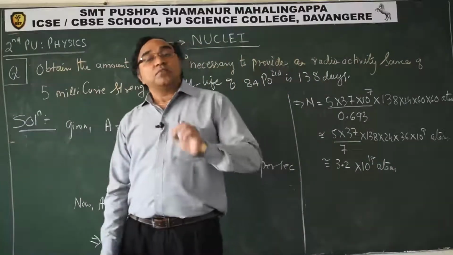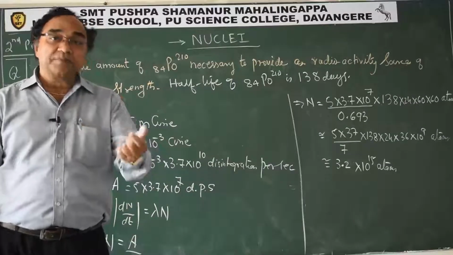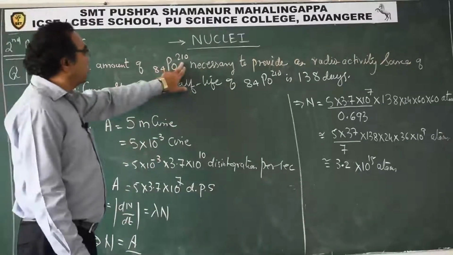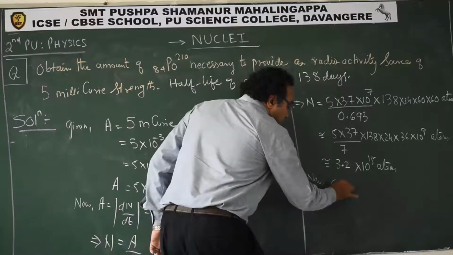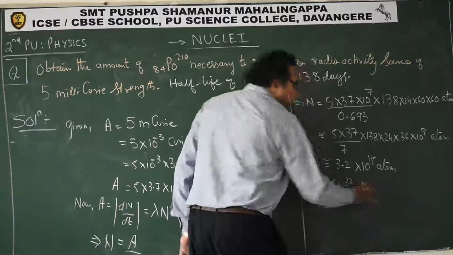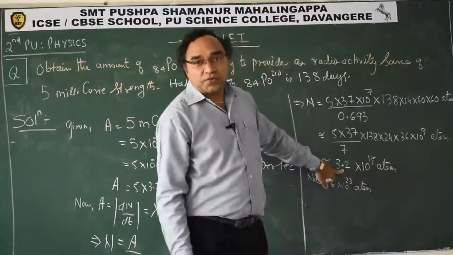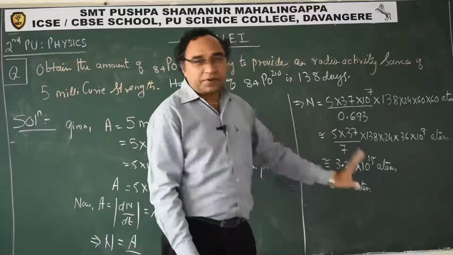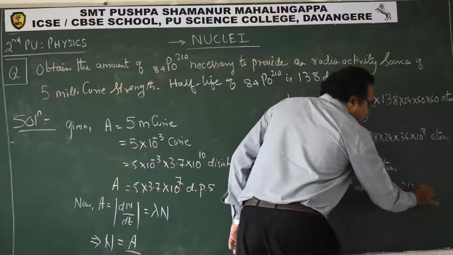Now we have to use the mole concept to find in how many grams of polonium this many atoms will be present. Clearly, 210 grams contains 6 into 10 power 23 atoms. I am taking 6 for calculation ease; it is actually 6.023 into 10 power 23 atoms. So also I have taken approximation 3.2. It might come 3.18 or 3.16, so it is for calculation ease I am taking it. So 6 into 10 power 23 atoms are present in 210 grams. Correct?